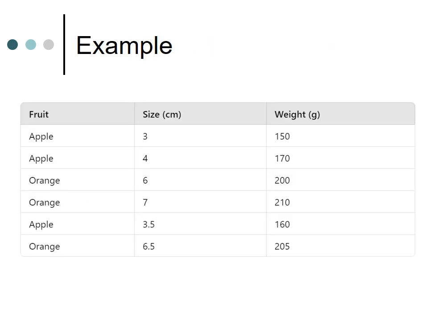Let's understand k-nearest neighbors with an example. Here we have a dataset in which we have a label that is fruit and two features, size in centimeters and weight in grams. The fruit feature is actually the label and it has two distinct classes, apple and orange. What we need to do is classify a new data point. If we have a new fruit and we know its size and weight, we will try to classify it into either of the two categories, apple or orange.